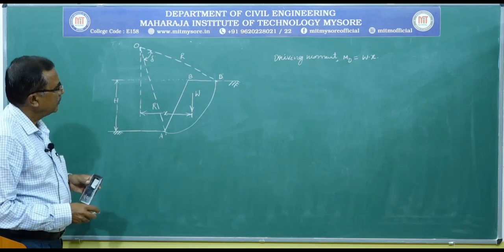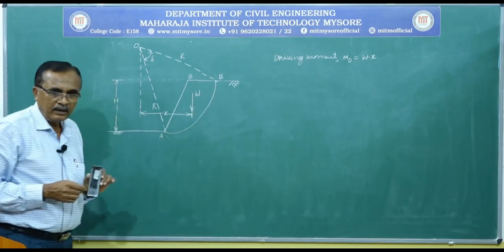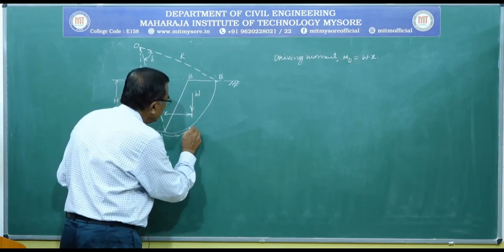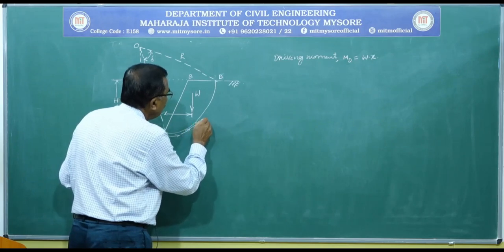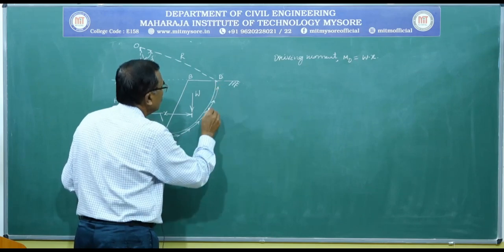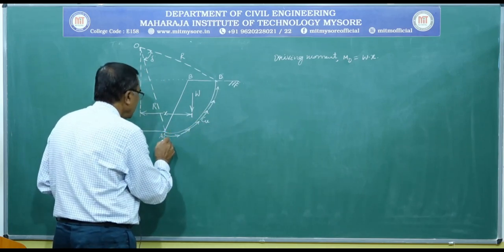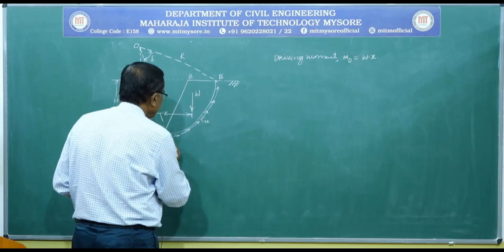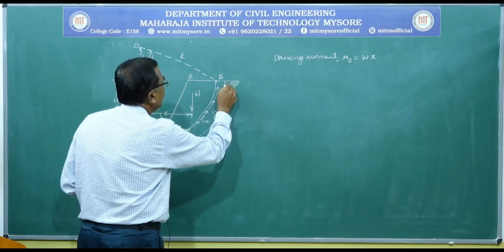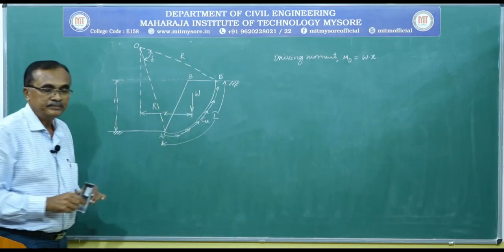Next, we have considered the trial slip circle. Let Cu be the unit cohesion acting along the slip circle. And let L arc, we can designate it like this, L arc is the length of the arc AD.